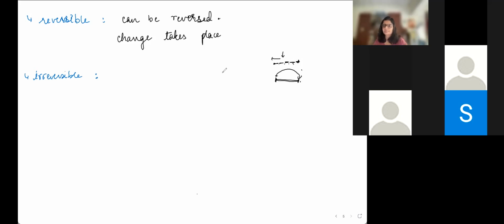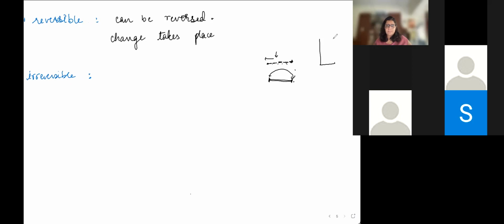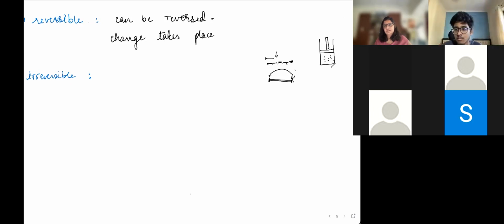Ma'am, could you explain this changing the condition part again in reverse? Yeah, I'm coming to that. Let's say process, so we'll go back to the piston example. There is a piston, and we have a gas inside.